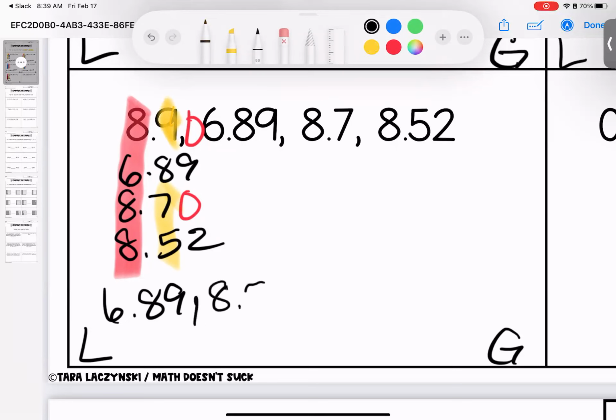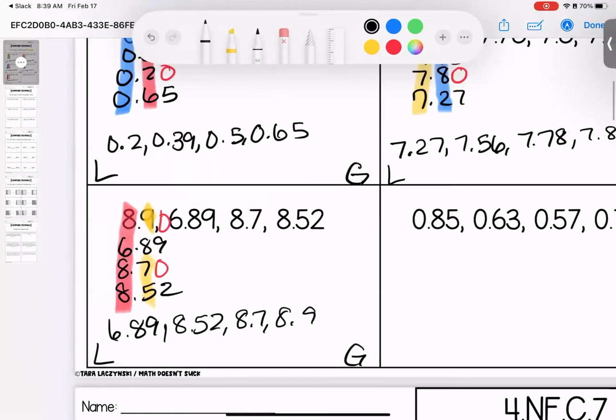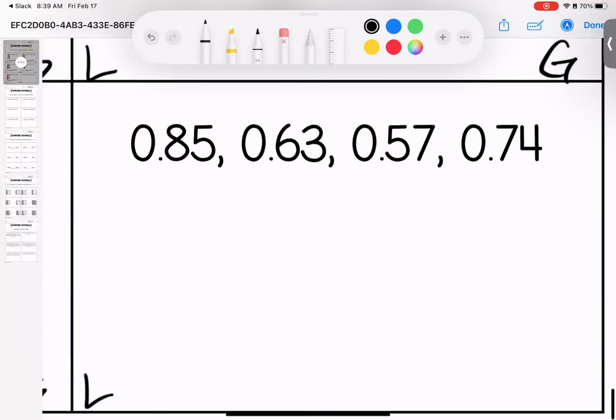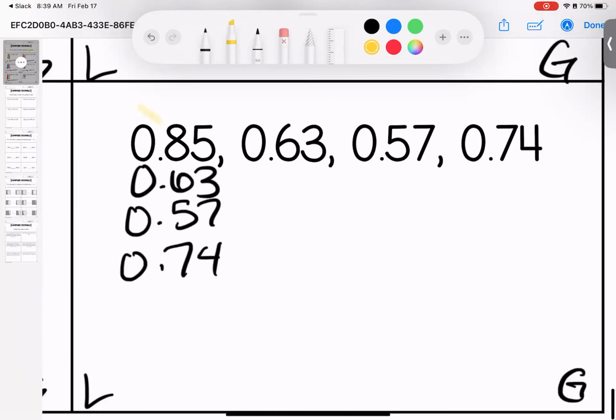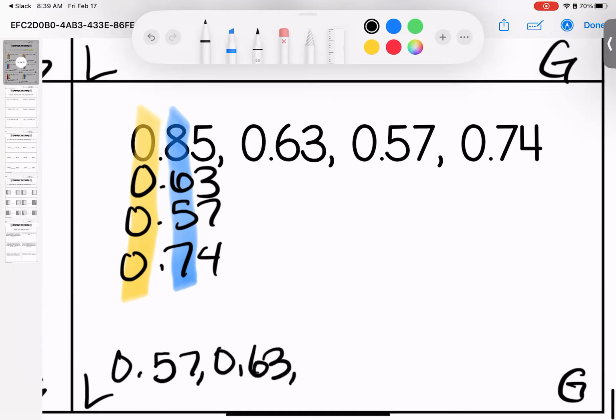So I have 8 and 52 hundredths, 8 and 7 tenths, 8 and 9 tenths. One more, least to greatest. Put them in order. This one doesn't need any placeholders. Ones are all the same, moving over to the tenths: 8, 6, 5, 7. I can work with that. Smallest out of those numbers is the 5, then the 6, then the 7, and the 8. 57 hundredths, 63 hundredths, 74 hundredths, 85 hundredths.